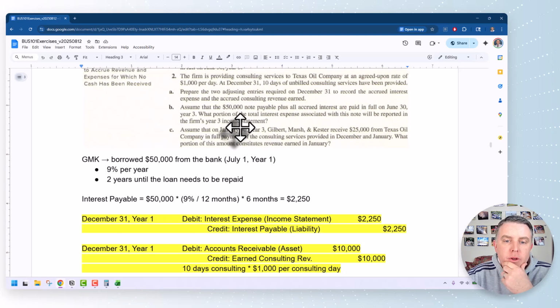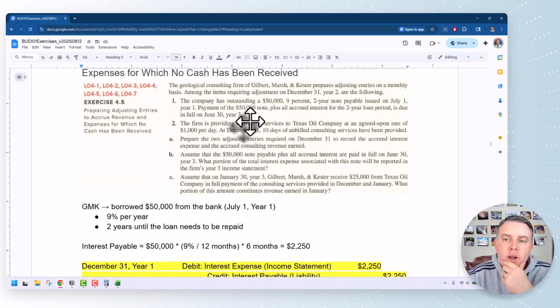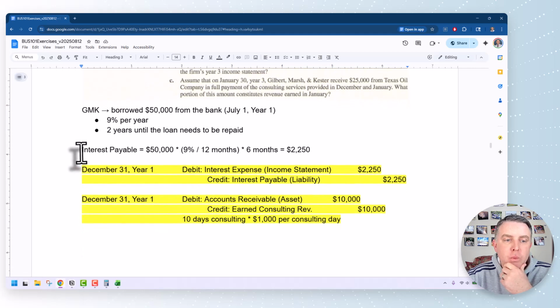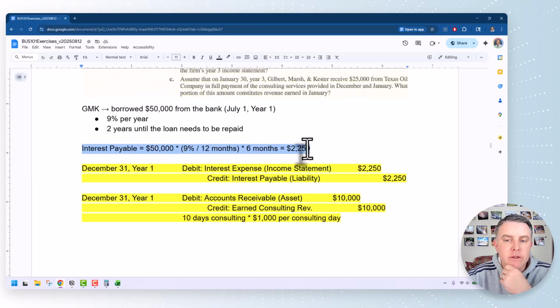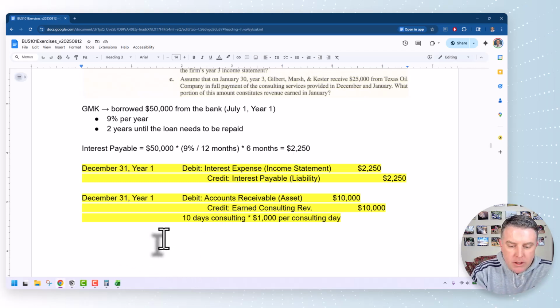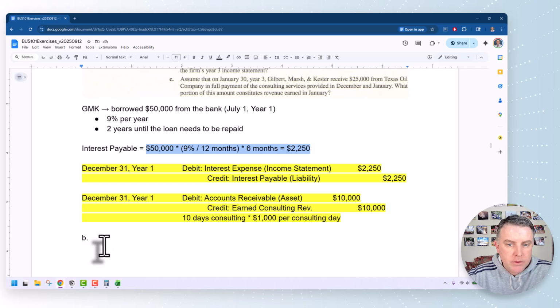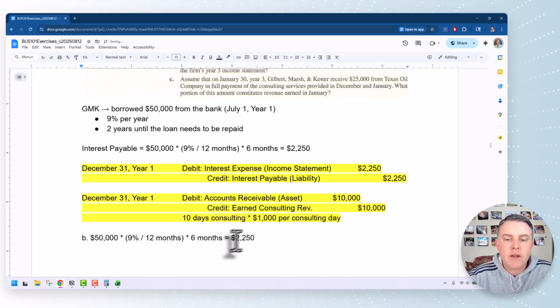Year 3, the loan is going to be repaid on June 30th, year 3, which means year 3 will have 6 months of interest expense, and we've already calculated the value of 6 months of interest expense. So the correct answer here for B is equal to this. It's 50,000 times 9% divided by 12 multiplied by 6 months, or $2,250. So this is the answer to part B.